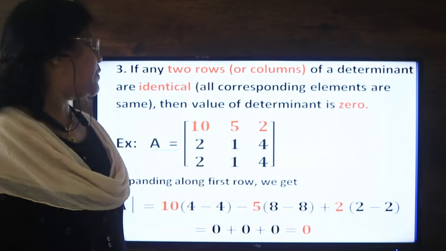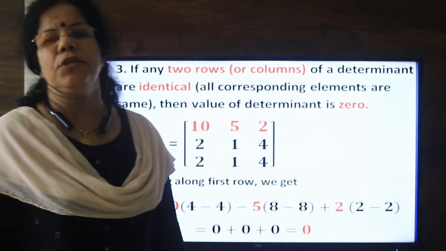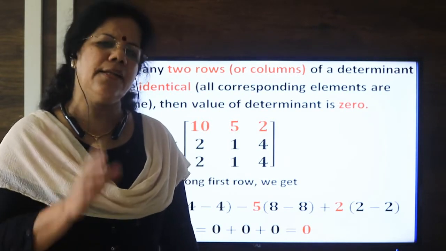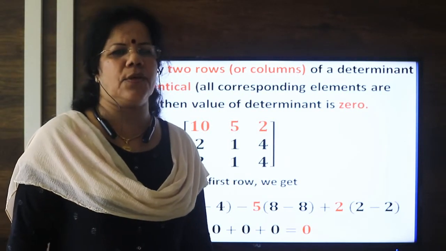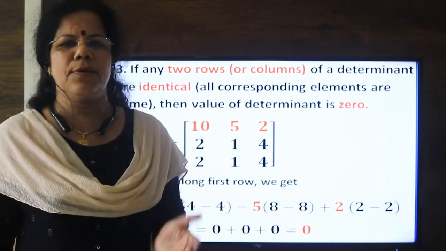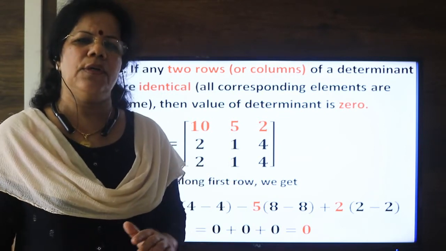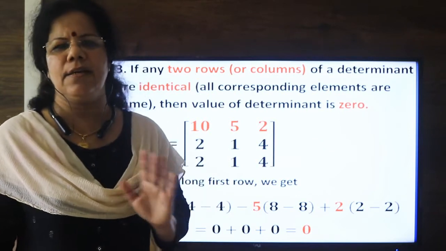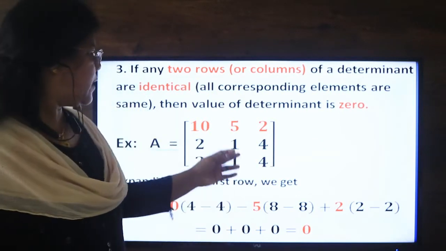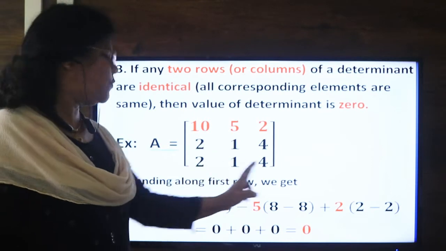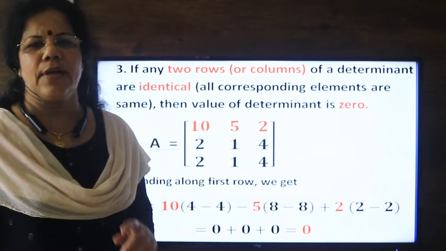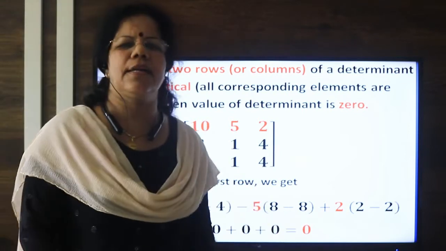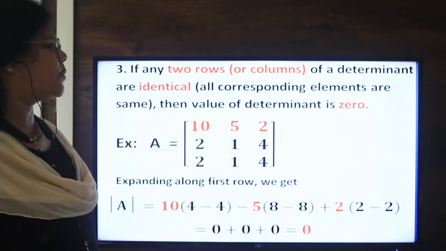Now the third one, you see: if any two rows or columns of a determinant are identical, then the value of the determinant is 0. Suppose R1 is identical with R2, then the value is 0. Similarly, Ci identical with Cj, the determinant value is 0. Here is one example, 2 1 4, 2 1 4, R2 identical with R3. If you evaluate this determinant, it is directly 0. That is a very important property.